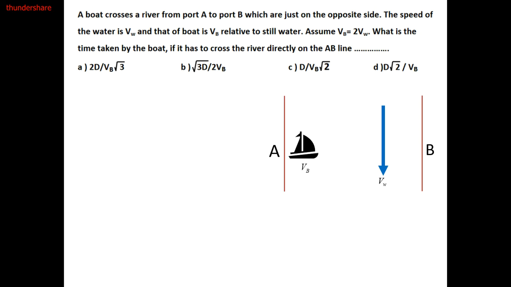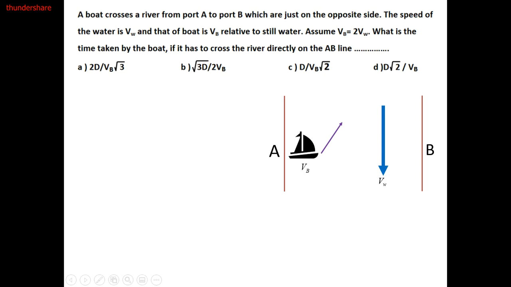If the direction of the boat is horizontal, it won't make it to B. It will be shifted downward because the current will shift the boat. And to avoid this problem, the boat must move in an inclined direction. Do you understand? This is the direction that the boat needs to go in to avoid the current and not be shifted downward.